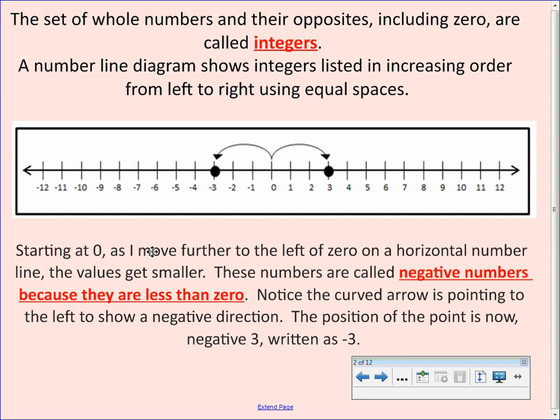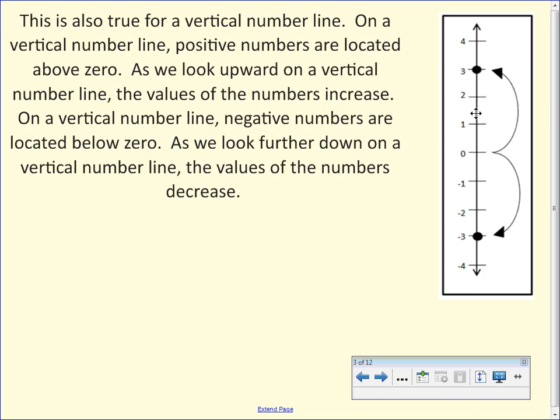Now notice the curved arrow is pointing to the left to show a negative direction. The position of the point is now -3, which is written as that little subtraction sign and then the 3, and that's read as -3. Now this is a horizontal number line. You could also see a vertical number line. On a vertical line, the positive numbers are located above 0, and the negative numbers are listed below 0.